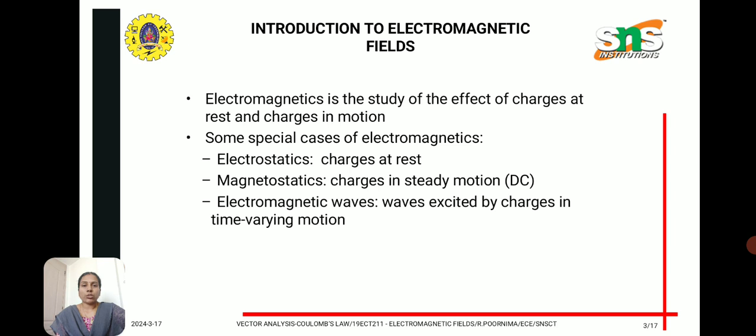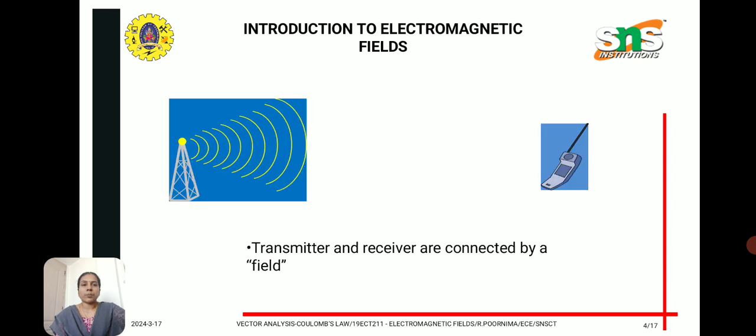So, introduction to electromagnetic fields. Electromagnetics is the subject where we study the effect of charges at rest and charges in motion. In special cases of electromagnetics we study electrostatics, that is the charges at rest, magnetostatics, the charges in steady motion, and electromagnetic waves, where waves are excited by the charges in time varying motion or accelerated charges. So accelerated charges produce the electromagnetic waves. So this is the introduction to what we study in electromagnetic fields.